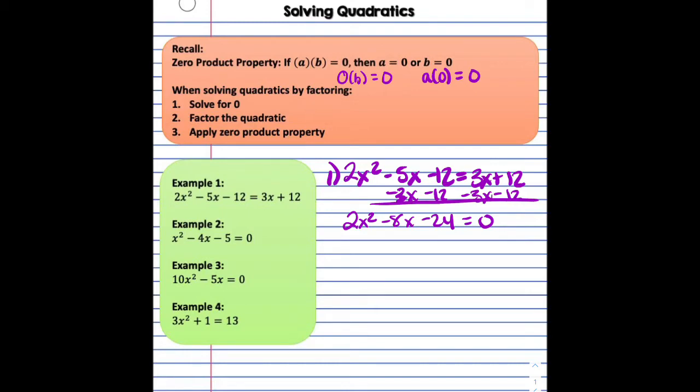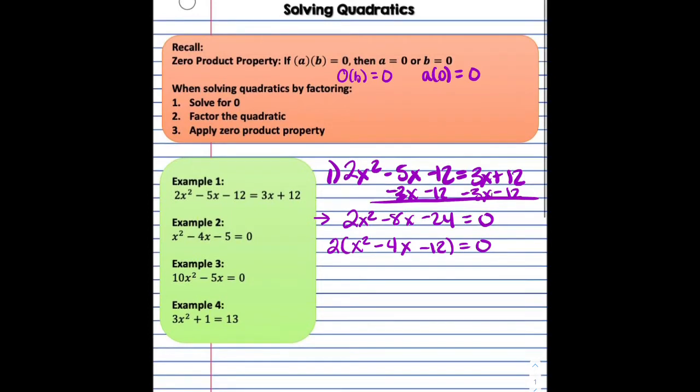Then I'm going to follow my steps for factoring. So first, I have a GCF I can factor out of this expression. I can take a 2 out. So it leaves me with 2 times x squared minus 4x minus 12 equals 0.